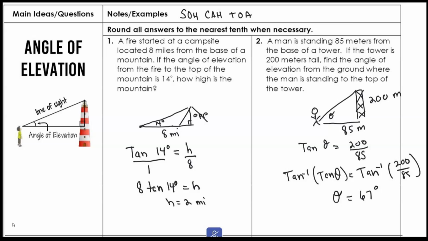This is from your lesson dealing with trig application problems. Go ahead and take a second to read number 1. I'm going to read it out loud and you follow along with me.